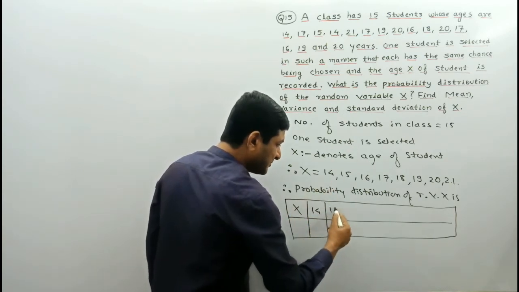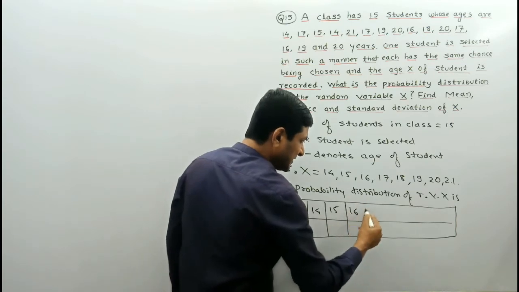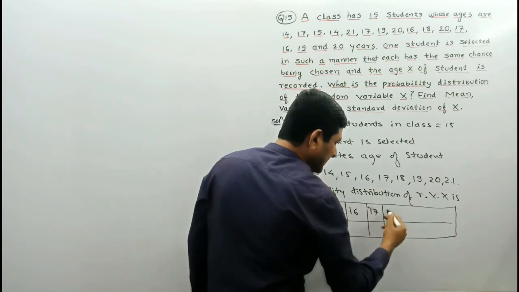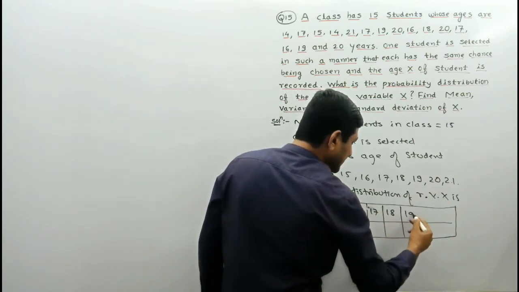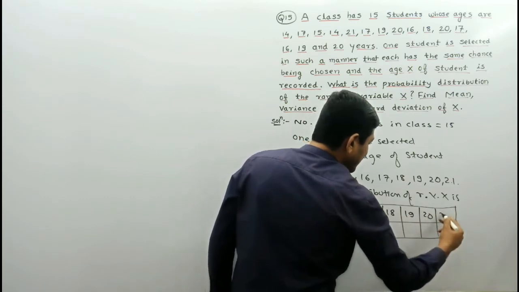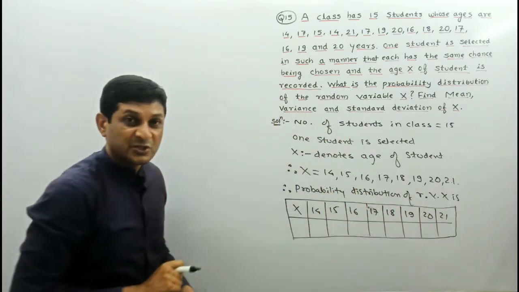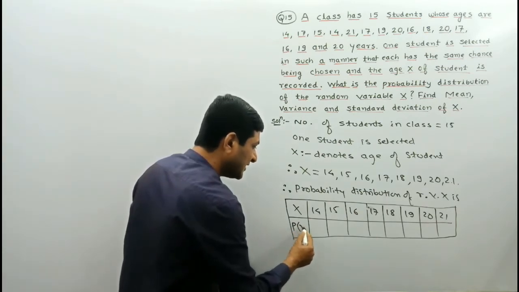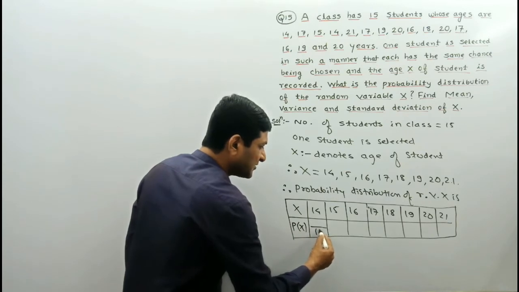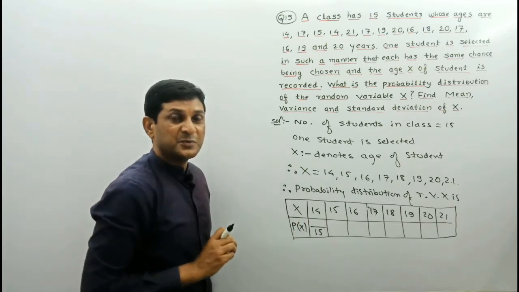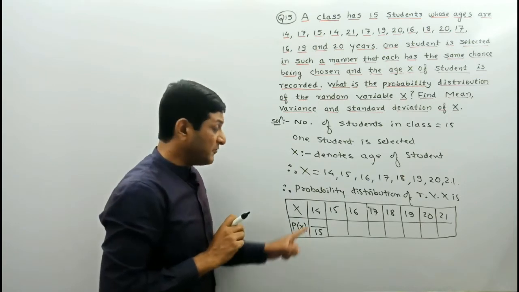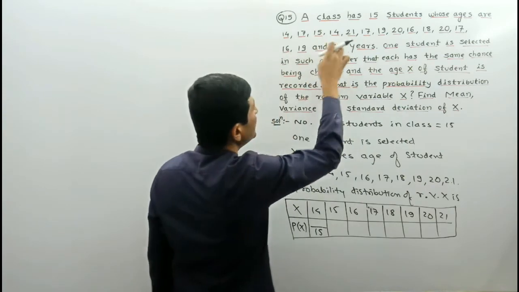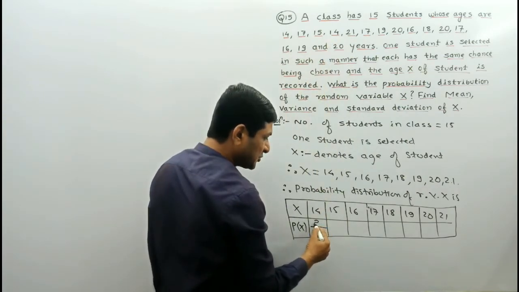14, then what? 15, observe 16, 17, 18, 19, 20 and 21. These are what? Ages of the students. Now we are finding their corresponding probability, means P of x. Count in total how many students are there? 15 students are there. Out of these 15 students, check how many students are of 14 years. So 1, 2, we can observe that only 2 students are there. That's why its probability is 2 by 15.